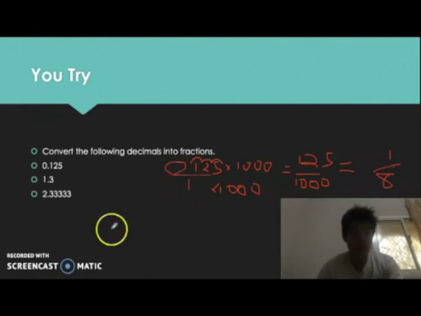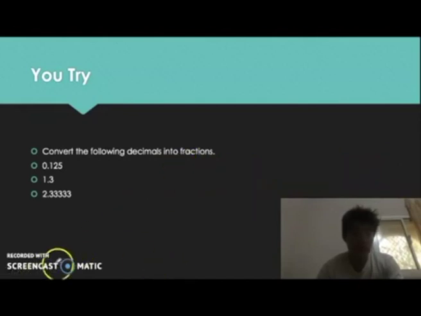Okay, so for the second problem, we have 1.3. We want to change this into a fraction. We have 1.3 over 1. If we want to change this into a whole number, we have to move the decimal place over 1. So we can rewrite this as 13 over 10. Now 13 over 10 would be the fraction.